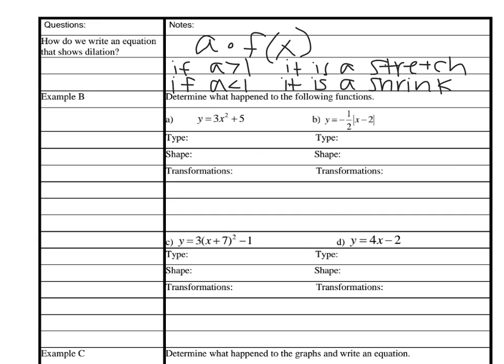Now this is not including negatives. Remember, if there's a negative out front, that actually causes a reflection and our graph flips over the x-axis. So when determining the stretch or the shrink, just look at the a value as a digit, like just the absolute value. So if it were negative, that's telling you it's a flip. If it were, for example, 1/2 or 0.5, like in our example before, it's a shrink.